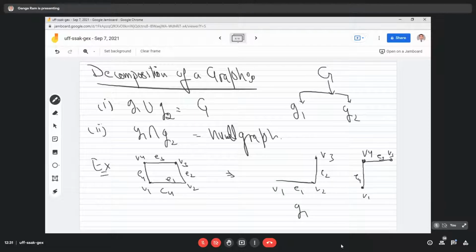Now, if you take the intersection of these, the null graph will contain only a set of vertices. Yes, sir. Because this K3 is common here. These two are common vertices. Okay. Yes, sir.